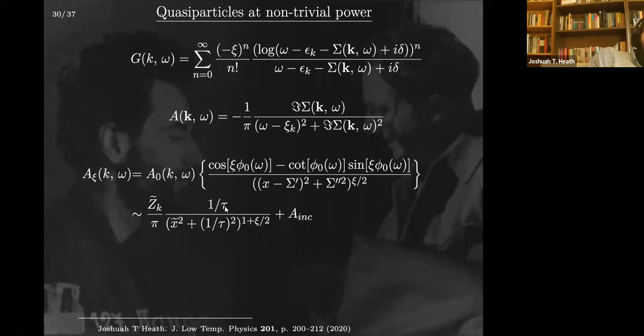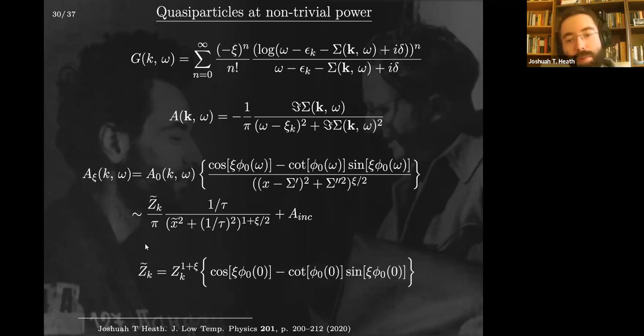Now, what I want to show you here is that we have a new definition of this quasiparticle weight. This generalized quasiparticle weight can be represented as the quasiparticle weight at trivial power raised to 1 plus xi, times cosine minus cotangent times sine, where now we have a strict dependence upon the trivial power and the power itself, xi.